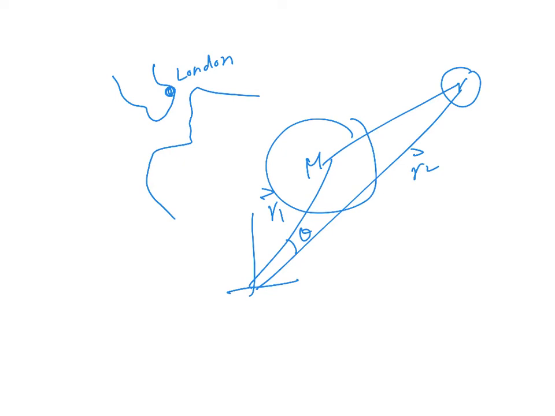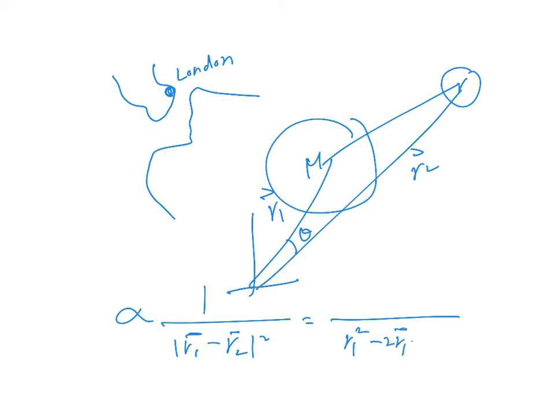So that tidal force is related to this simple formula, (R1 minus R2) squared, which is R1 squared minus 2 R1 R2, and some constant, which is R1 squared plus R2 squared minus 2 R1 R2 cosine theta. Depending on the angle, you can use either theta or minus theta, either way.